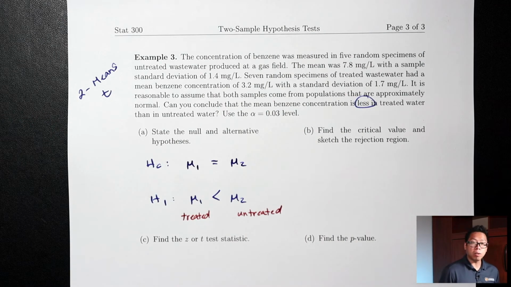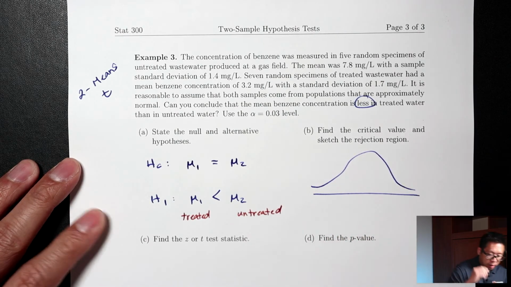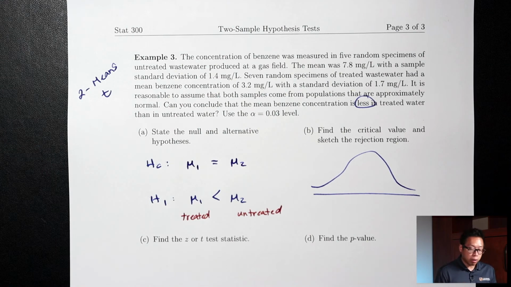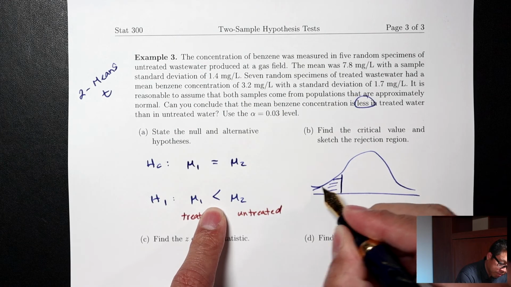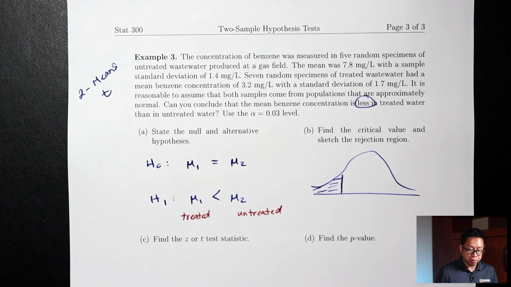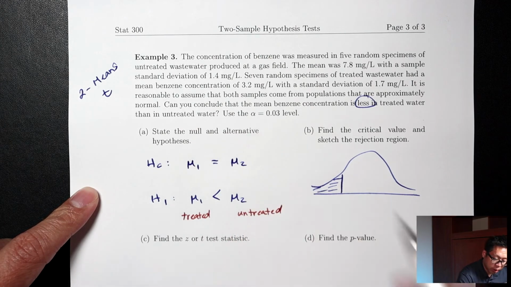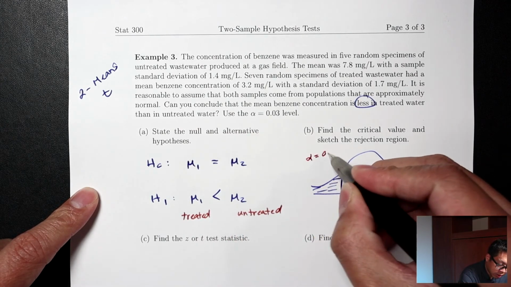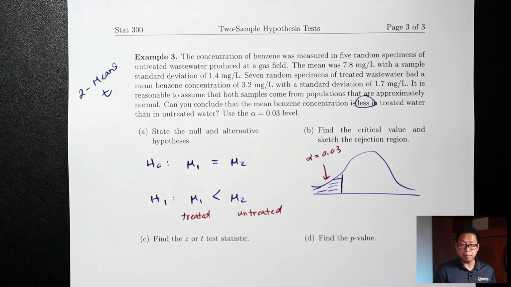Part B, find a critical value and sketch the rejection region. So draw my picture. Either shaded left, shaded right, or 2 tails. This is the less than, so this is going to be shaded left. If this were greater than, it would be shaded to the right. If it's not equal, it will be 2 tails. The shaded area is our alpha. Our alpha here is 0.03. That's the shaded area, which in this picture is the left side.